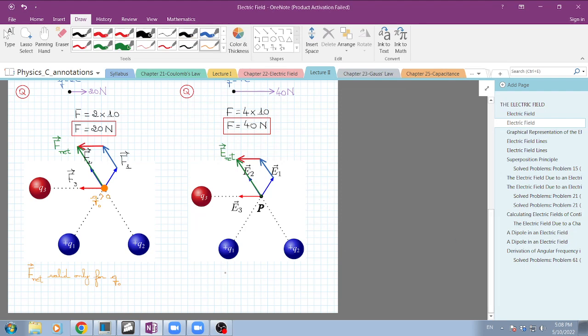So this is a very important difference, right? We have a simplification of the whole process of calculating the forces.